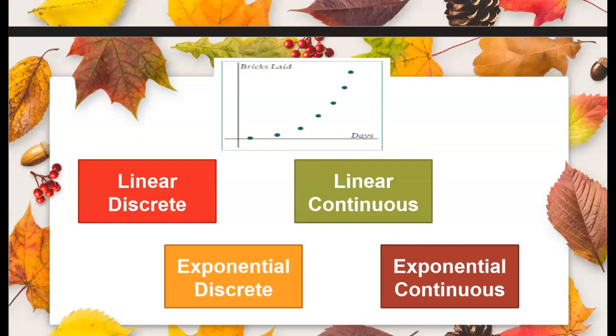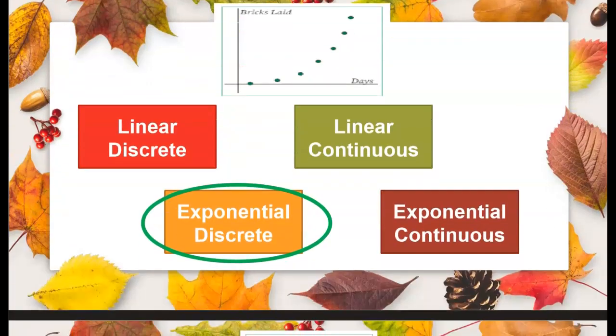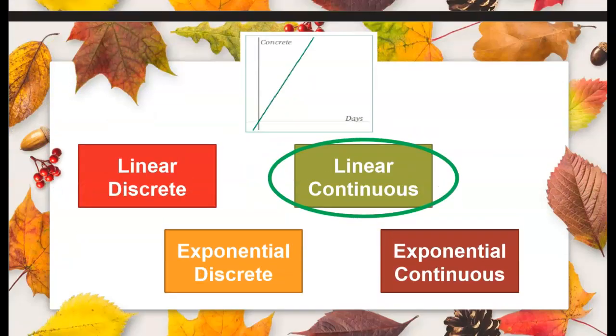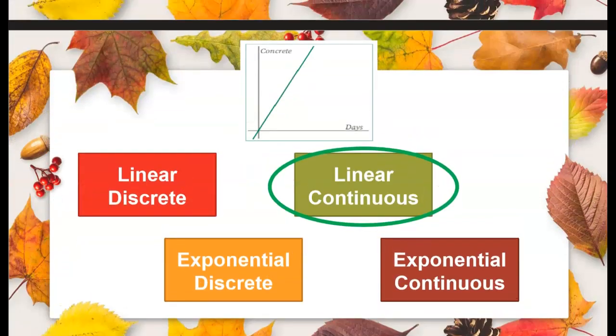How about this one? This is exponential discrete. It's a curve and it's dots that are not connected, so it's discrete. And this one? It's a straight line. All the dots are connected, so this is linear continuous. Straight line, and it continues between all the dots.